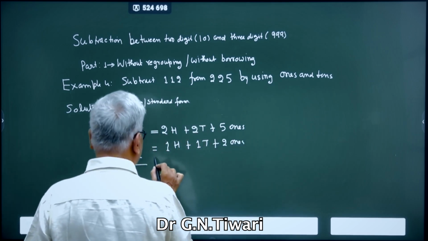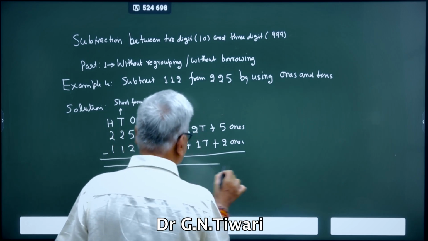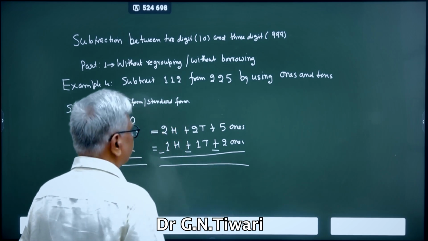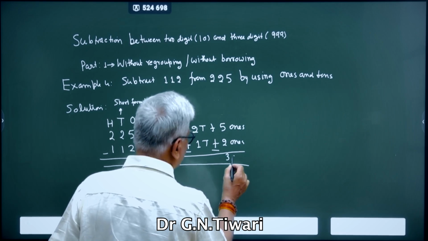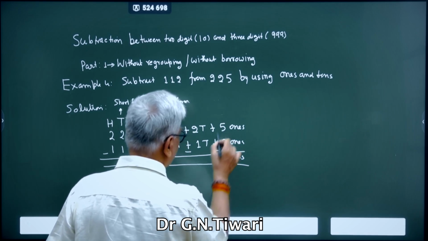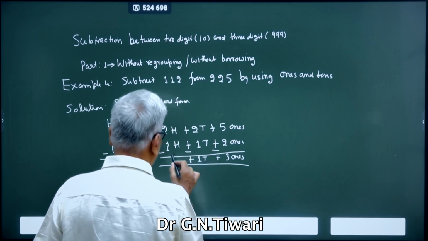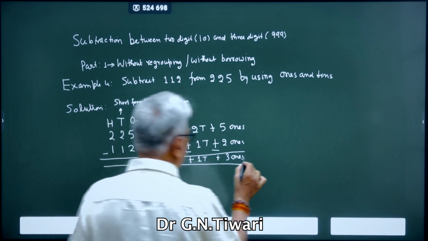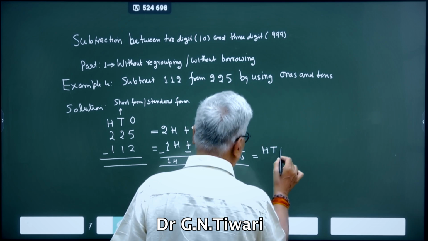We have to subtract. In a subtraction, all the signs are changed. Very easy. Subtract 2 from 3, 3 ones. Plus, because 5 is plus, here plus 1t, here plus 1h. So this is expanded form, and the short form you can say h t o.